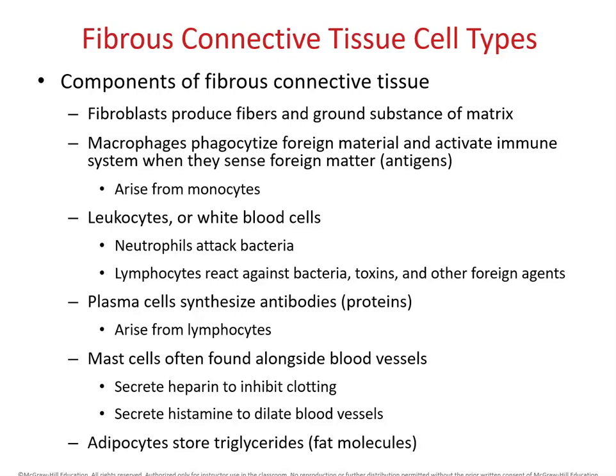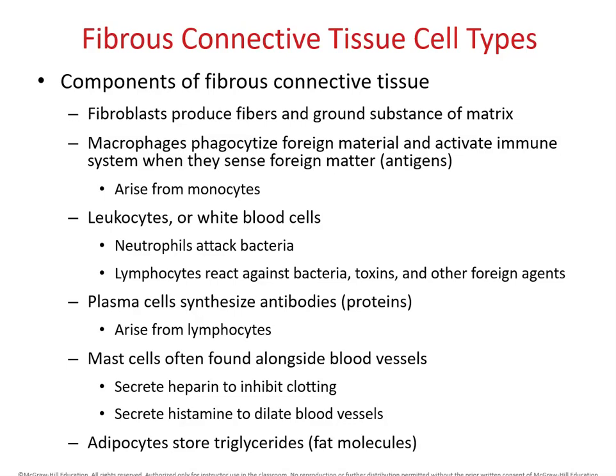White blood cells, we also call those leukocytes. We have several different types of white blood cells. Neutrophils are one of the most important and one of the most abundant. We also have lymphocytes. Those are important as well and fall under the category of white blood cells or leukocytes.